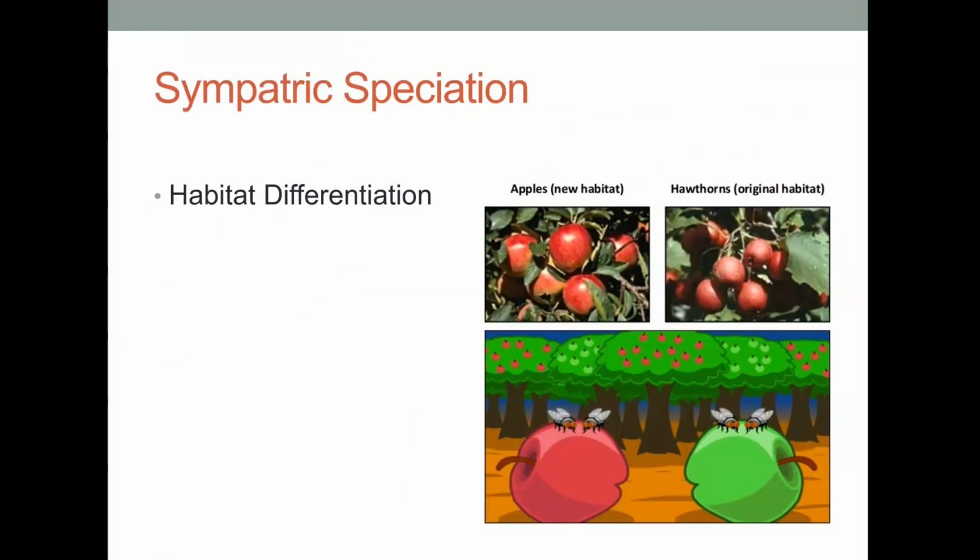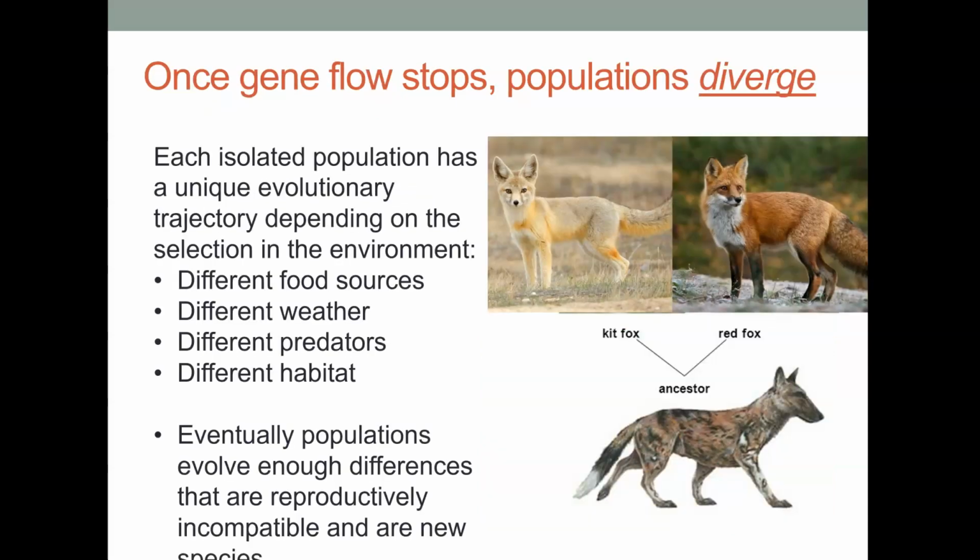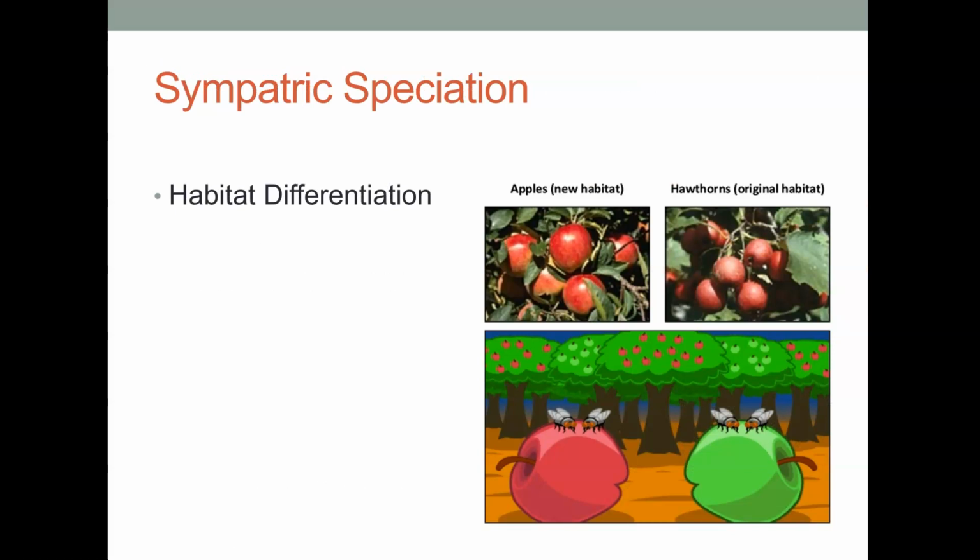Okay, another one, the last one I want to talk about, is habitat differentiation. The original, a tree that's native to many parts of the United States, are hawthorn trees, and they produce these kinds of fruits. I'm pretty sure they're not edible, at least for us.